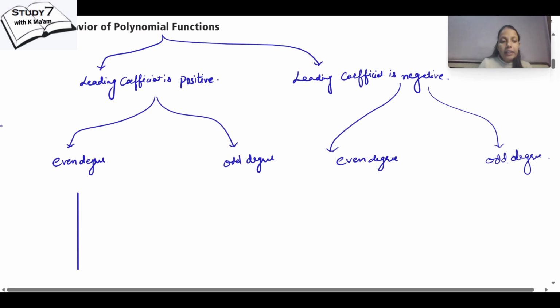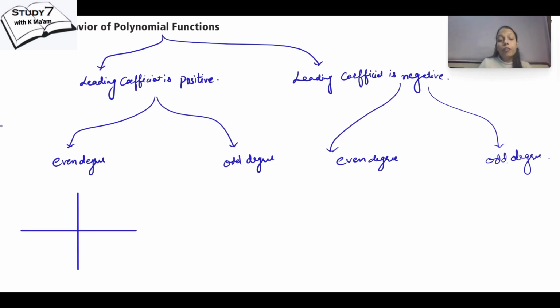In the even degree polynomial, if the leading coefficient is positive, and even means it's having the same behavior on both sides. Either you choose a very large value or a very small value, it has the same behavior on both ends. I'm not talking about some finite value. I'm talking about very large values like 1000, 1 lakh, more than a million. So if you go up, it will go up.